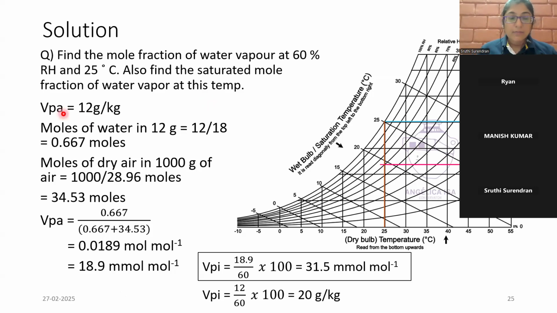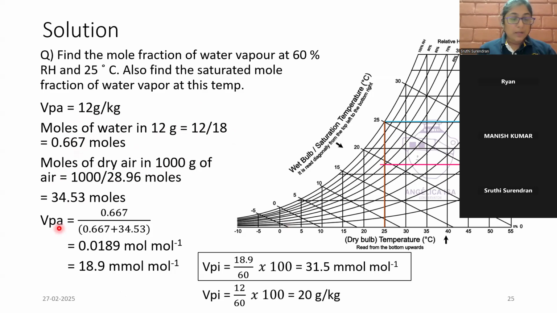So 12 is the vapor pressure in terms of specific humidity, 12 grams per kilogram. First we'll calculate the moles of water in 12 grams. That is 12 divided by 18, around 0.667. Moles of dry air in 1000 grams of air, again, is 34.53, which we already estimated.